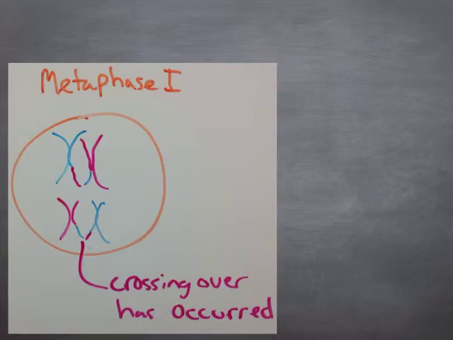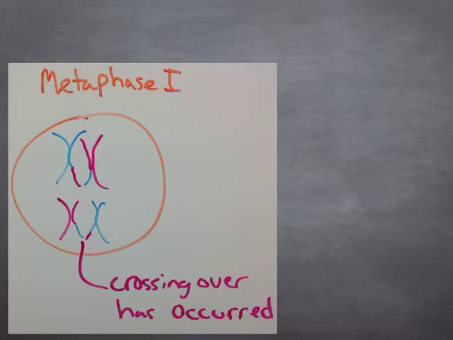As you can see, crossing over has now occurred. Crossing over occurred during prophase 1. I couldn't really show you, but now that we're in metaphase 1, you can see the homologous chromosomes, as indicated here, have swapped portions of DNA. Now remember, homologous chromosomes are chromosomes that are similar to each other.